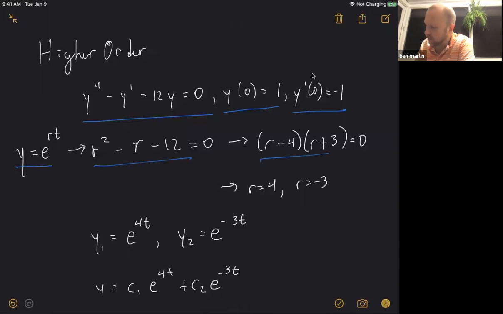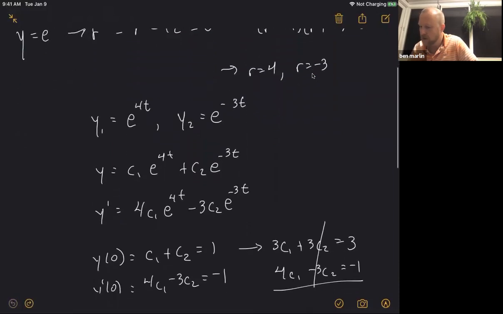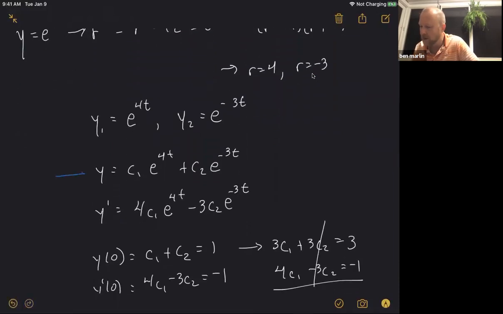Okay? So since we're making the guess y is e to the rt, we plug in, get our polynomial. Fortunately, it's something easy to factor, almost as though this was planned. And once we have something that we can factor, we can get the actual roots. We don't have any repeated roots on this particular one. So we write down the two linearly independent solutions, e to the 4t and e to the minus 3t. And once we have those, we can also write down the general solution, y equals c1 e to the 4t plus c2 e to the minus 3t.